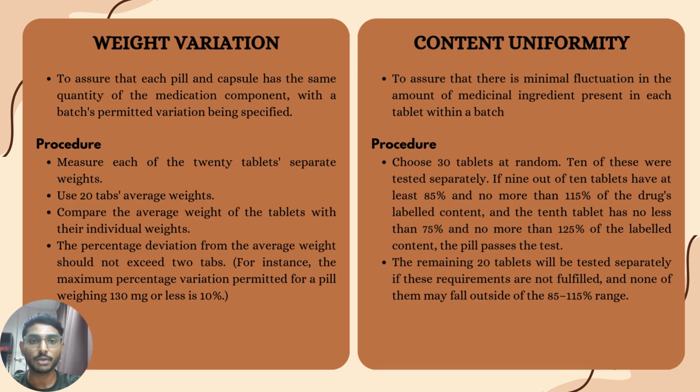Second test is content uniformity, which helps to assure that there is minimal fluctuation in the amount of medicinal ingredient present in each tablet within a batch. The procedure involves choosing 30 tablets at random, and 10 of these are tested separately. If 9 out of 10 tablets have at least 85% and no more than 150% of the drug's label content, and the 10th tablet has no less than 75% and no more than 125% of the label content, the pill passes the test.